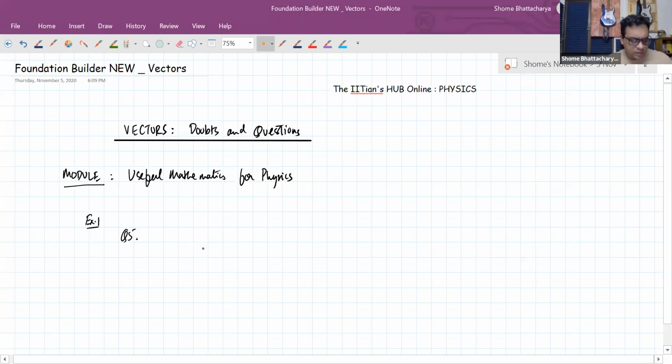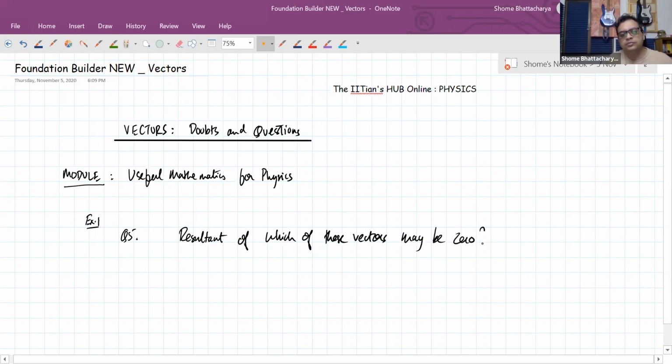Yeah, so exercise 1, question number 5. Let us start with this. It's saying that resultant of which following vectors may be equal to 0. So resultant of which of these vectors may be 0. Okay, so for example, option A is giving you the magnitudes of the vectors as 10 newtons, 10 newtons, and 30 newtons. Okay, now this cannot be 0.